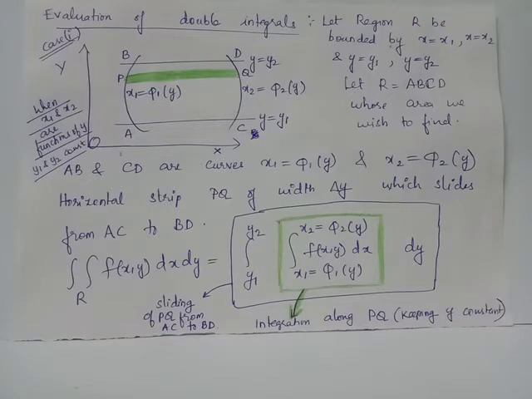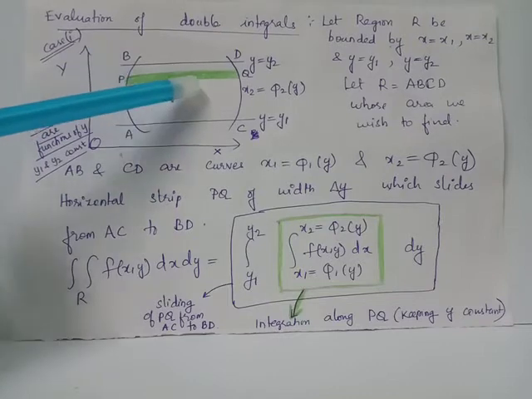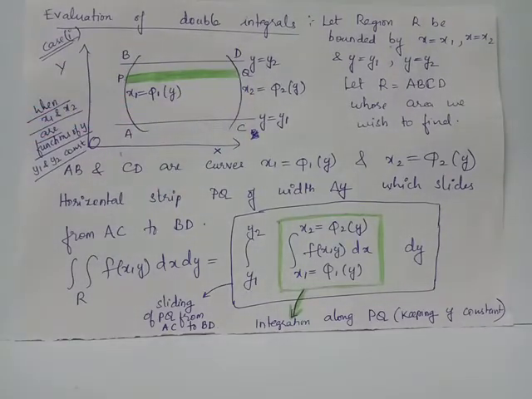First of all, we will perform integration along this horizontal strip PQ, keeping y as a constant. That is, we will perform integration from x1 equals phi1 of y to x2 equals phi2 of y. Here integration is performed along the x direction, keeping y as a constant. After this integration, we will get the resultant expression as a function of y. Since the limits of y are already constant, y1 and y2, once we perform the outer integration with respect to y, we will get a constant answer.